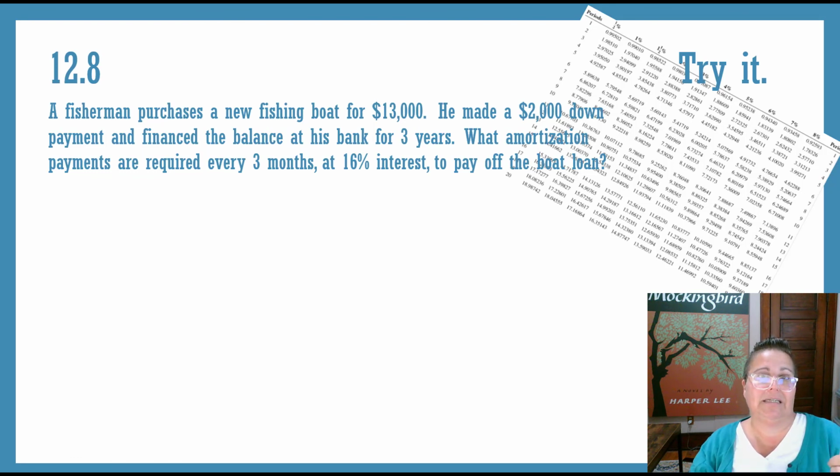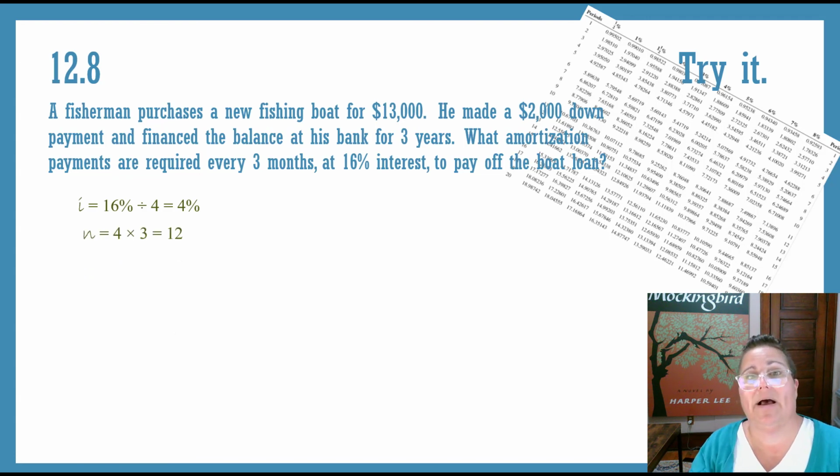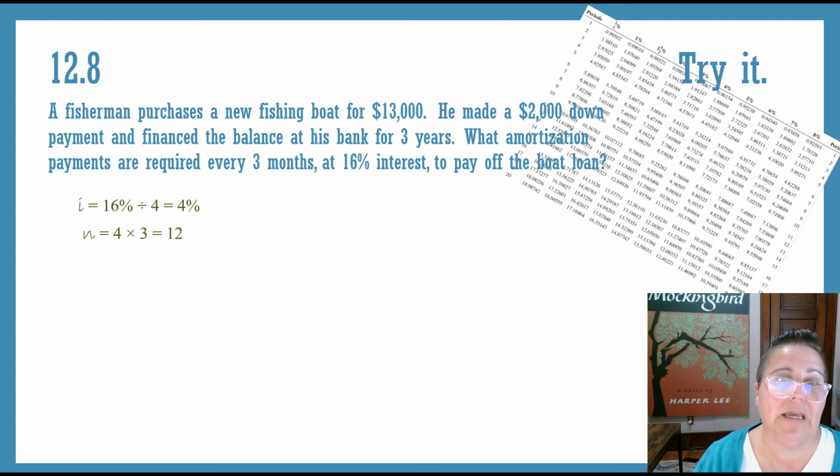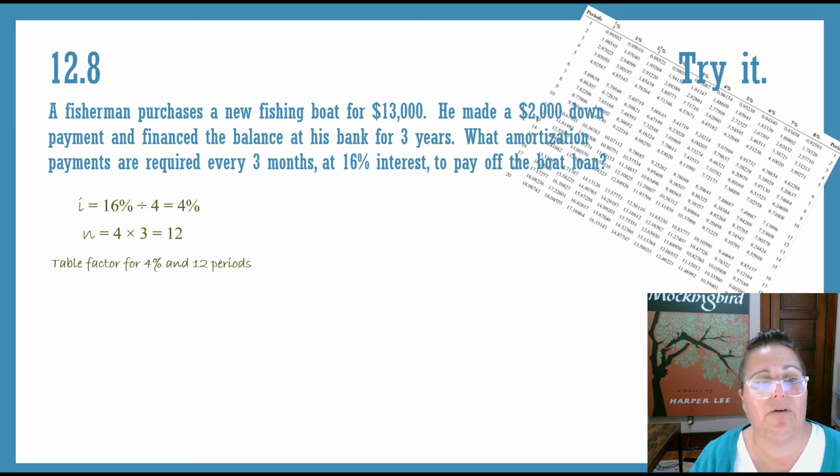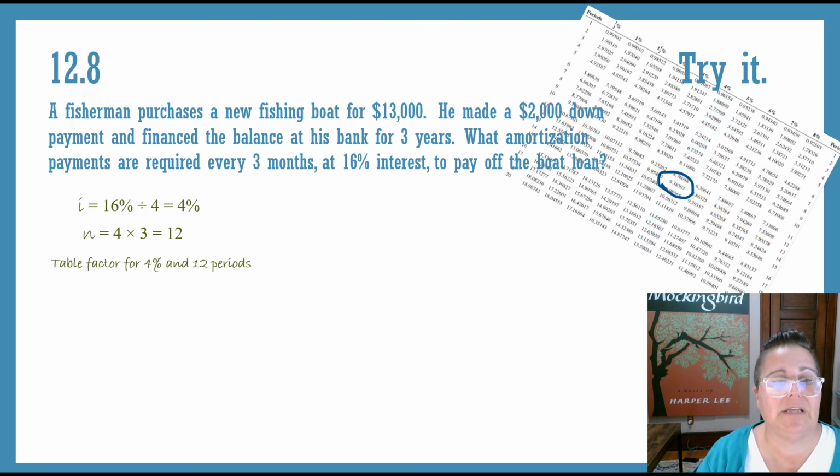So he's got 16% interest, and it's every 3 months, so that's quarterly. Our interest rate per period would be the 16% divided by 4, or 4%. Total number of compounds would be 4 times a year for the next 3 years. That's 12. The table factor that we're looking up is 4% for 12 compound periods. So using the present value table, I'm going to look down 4%. I'm going to go across for 12 periods, and at their intersection, we have 9.38507. This is our table factor.